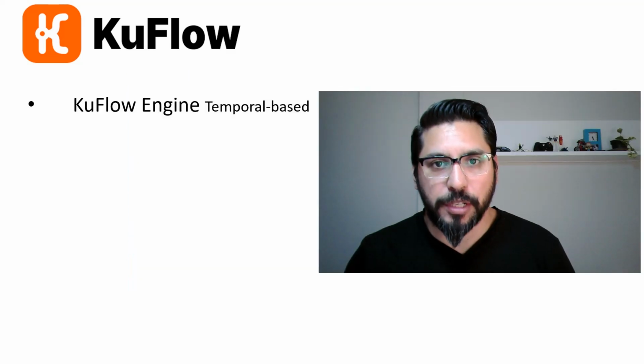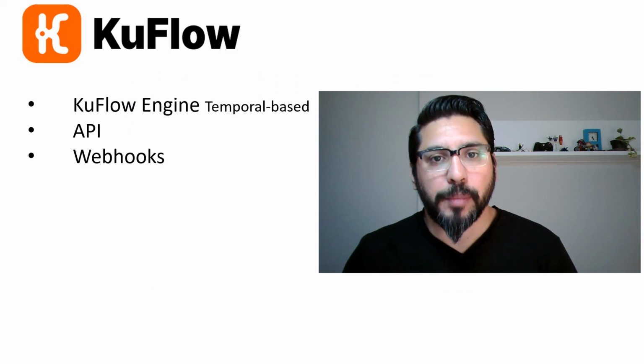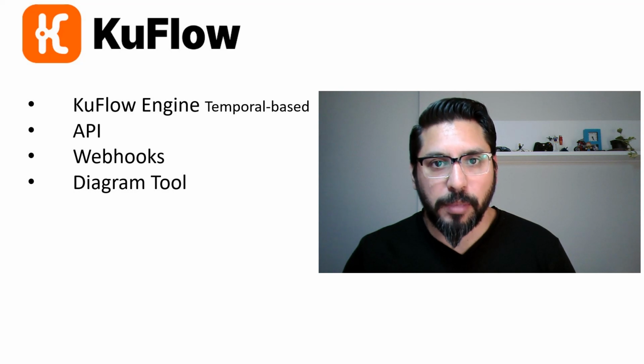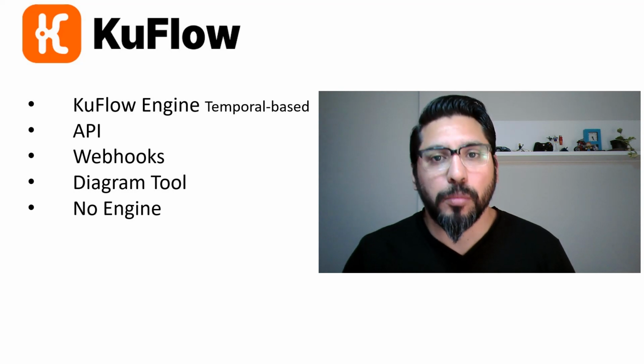In KuFlow, you can define processes in various ways. These process definitions represent a set of tasks that are related to each other and form a workflow. You can control the execution of the process using different engines, such as the KuFlow engine based on Temporal, APIs, and webhook, or a diagram tool for simpler cases, or even no engine at all.